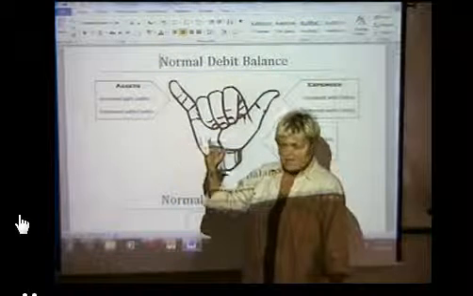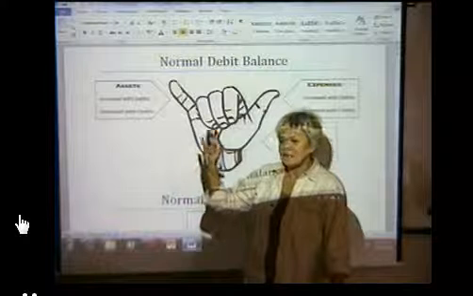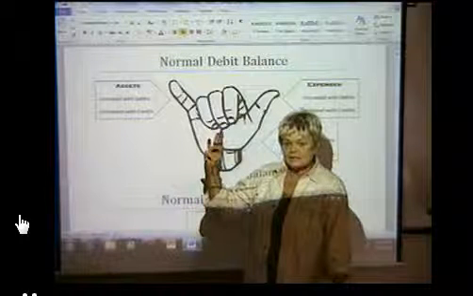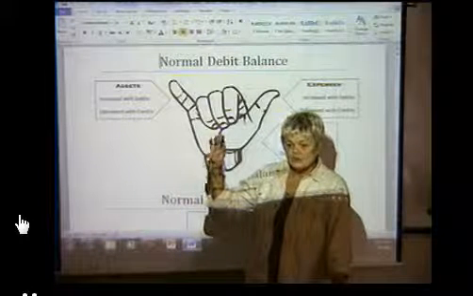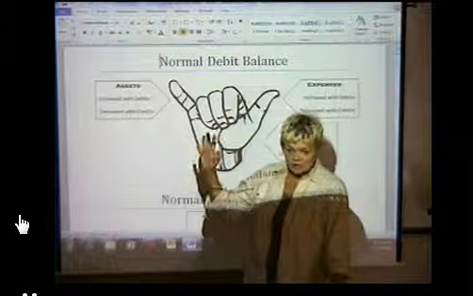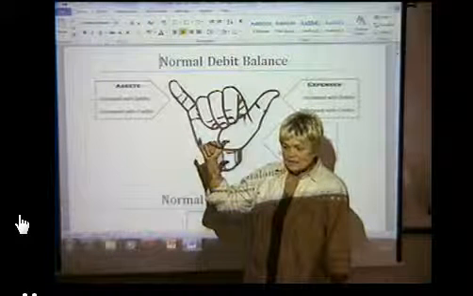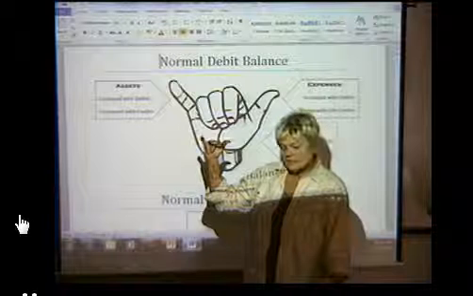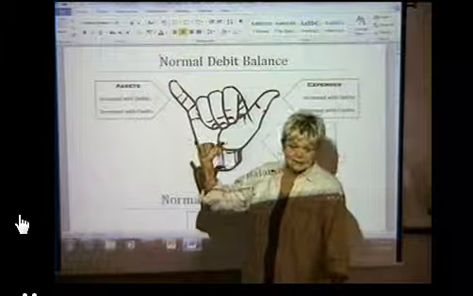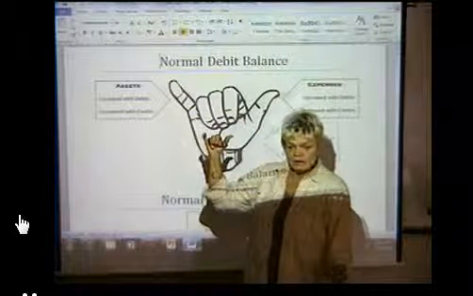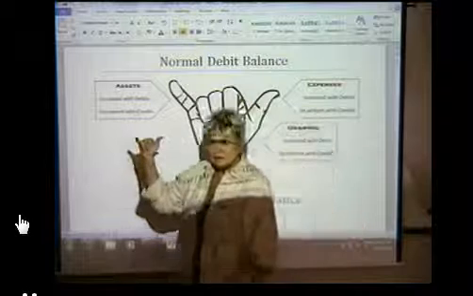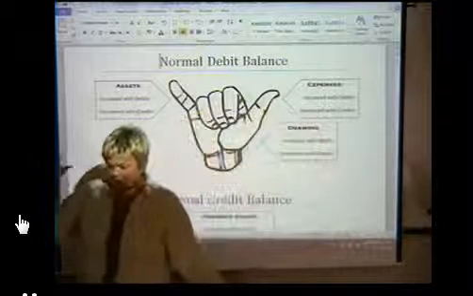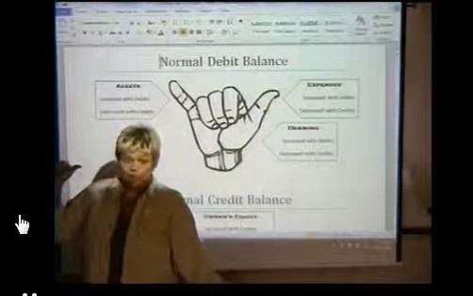Owner's equity, revenue, and expenses. That's the correct order. The two outside are the ones that are increased with debits and decreased with credits. And it includes drawing on that also, because it's a contra account. Normal debit balance, increased on the debit side, decreased on the credit side.